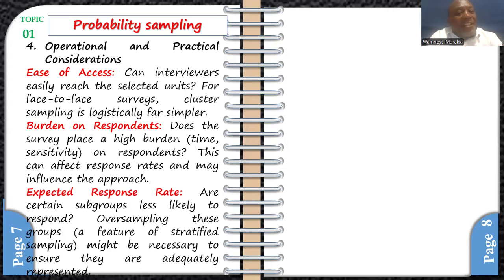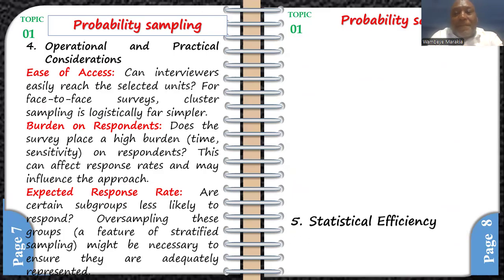Also look at the expected response rate. Are certain subgroups less likely to respond? Oversampling these groups, a feature of stratified sampling, might be necessary to ensure they are adequately represented.